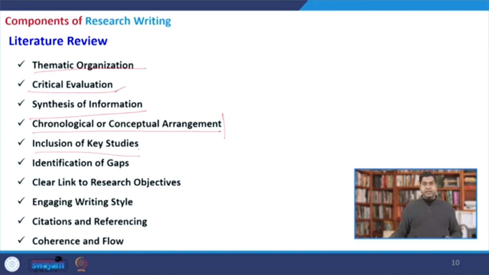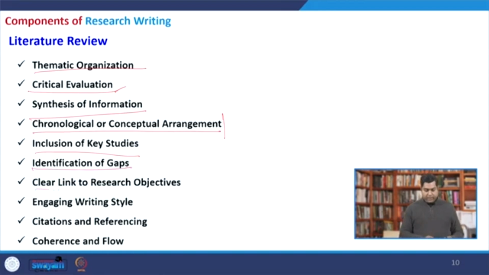Inclusion of the key studies. Normally nowadays it is advised that you follow the last 10 years of research for the literature review, but some initial ideas may be a little old, maybe a paper published in the 70s or 80s, yet it is a base paper kind of document. There is no harm in citing it, and rather you should cite it if it is relevant to your paper.